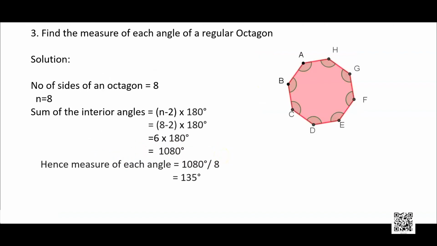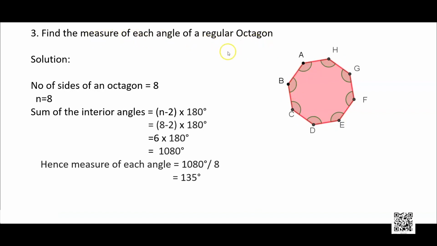Now, moving on to the next problem. Find the measure of each angle of a regular octagon. So, what is an octagon? An octagon is a polygon with 8 sides. Moreover, it is given it is a regular octagon. So, what can you tell about the sides? They are going to be equal. And what can you tell about the angles? They will also be equal because it is given it is a regular octagon.